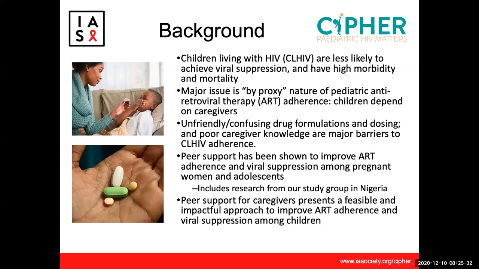By way of an introduction, children living with HIV are less likely to achieve viral suppression, and they usually have higher morbidity and mortality rates compared to adults living with HIV. One of the major issues is the by-proxy nature of pediatric antiretroviral therapy adherence, where children depend on caregivers for adherent drug administration. Another issue is the unfriendly and confusing nature of drug formulations and dosing for pediatrics, and this dosing keeps changing as the weight of the child changes. Another major barrier is poor knowledge of caregivers about the care and treatment for their children, especially with respect to the medications, the dosing, and the formulations.